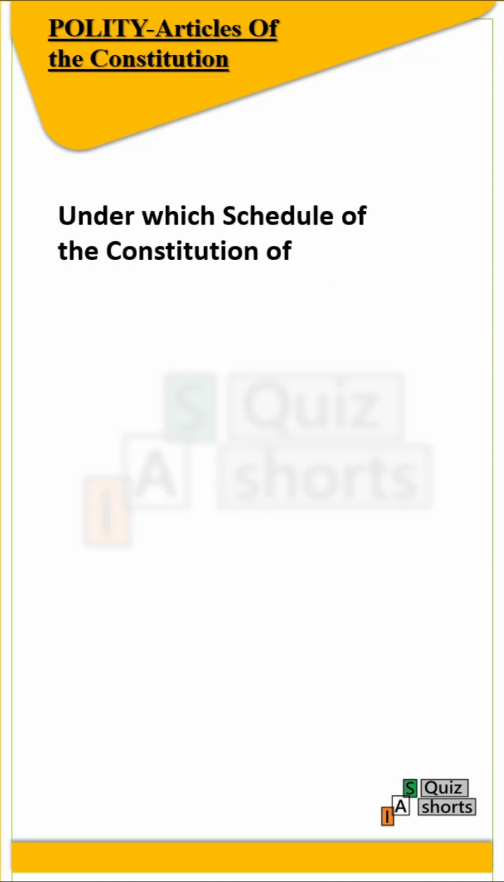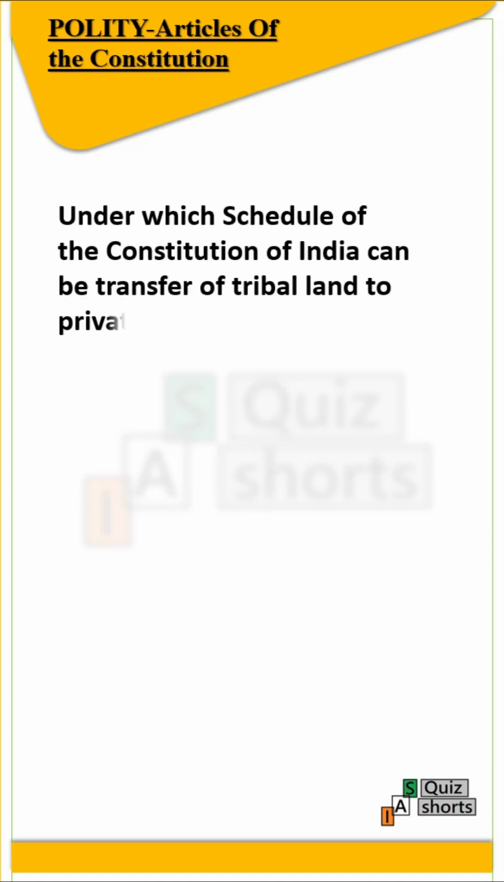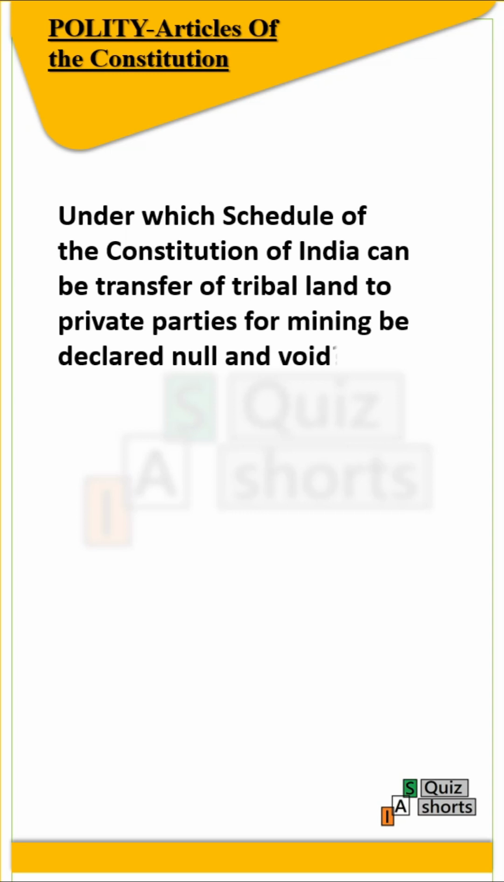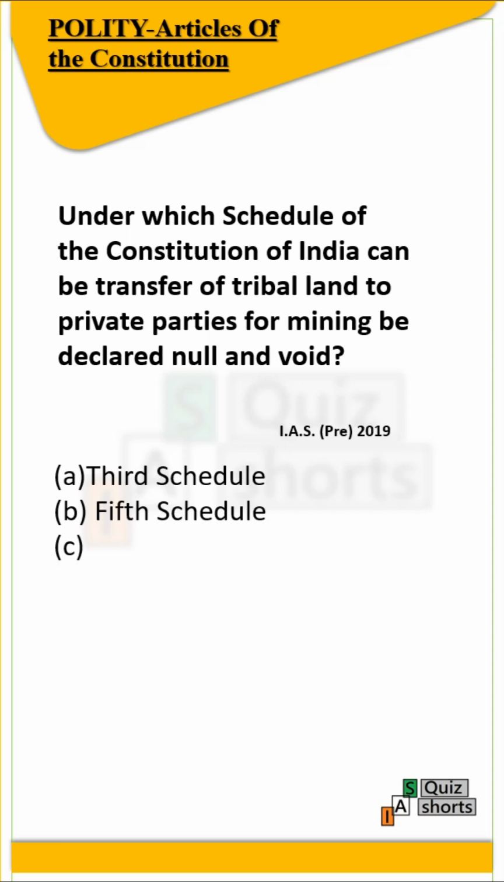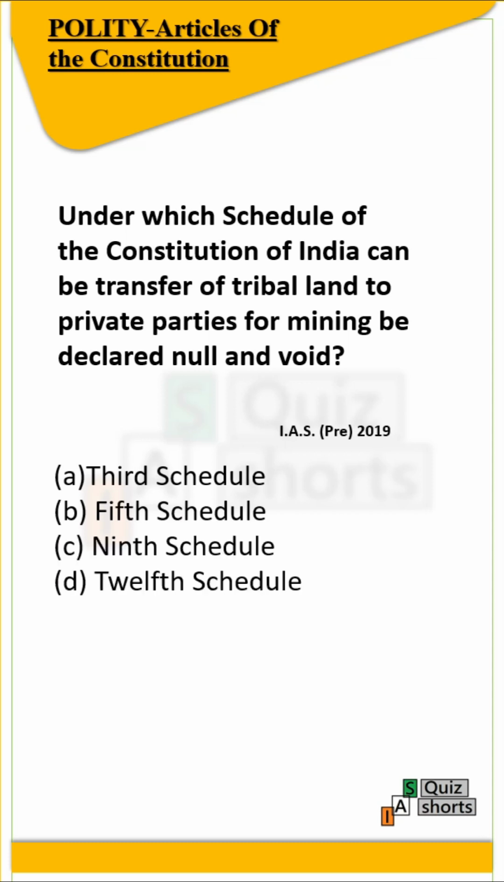Under which schedule of the Constitution of India can transfer of tribal land to private parties for mining be declared null and void? Option A, third schedule. Option B, fifth schedule. Option C, ninth schedule. Option D, 12th schedule. Answer is option B, fifth schedule.